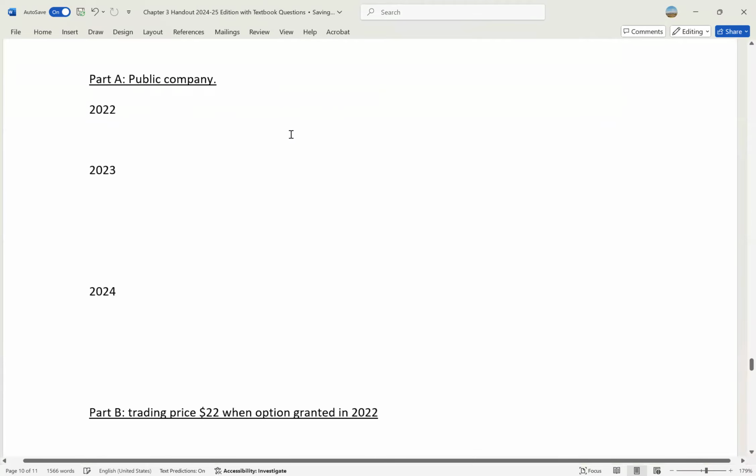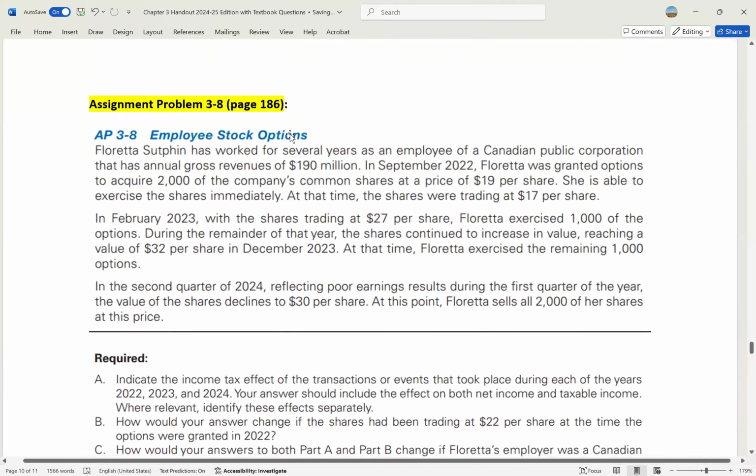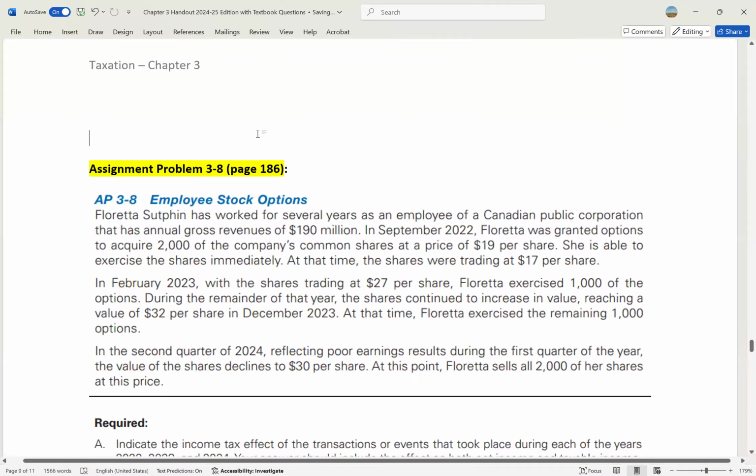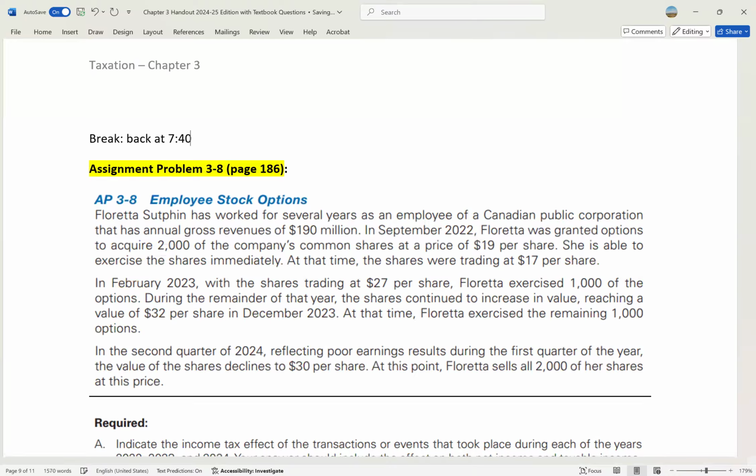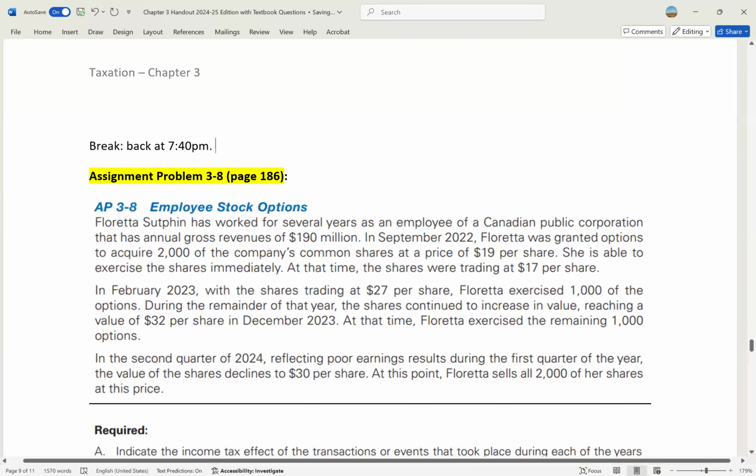What we'll do then is take a break. And when we come back from the break, we're going to jump into assignment problem 3-8. So let's take a break and come back at 7:40 p.m. And if you haven't had a chance to read through this assignment problem 3-8, just give it a quick read through during the break.